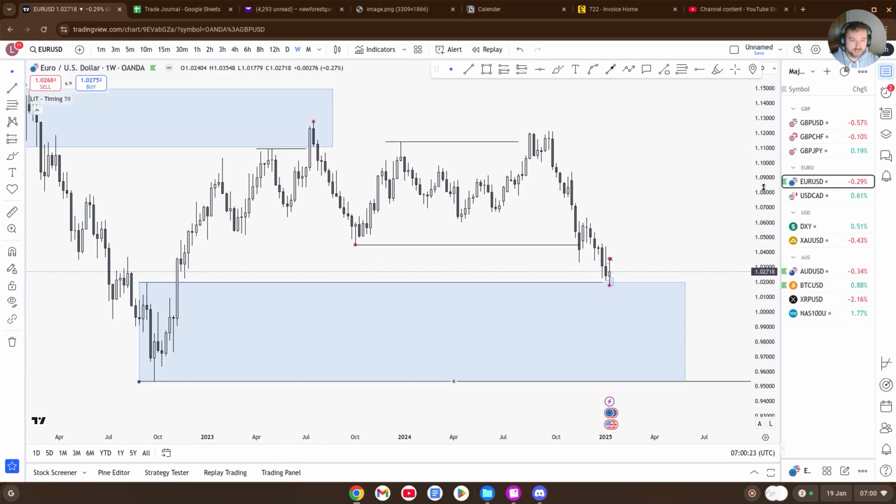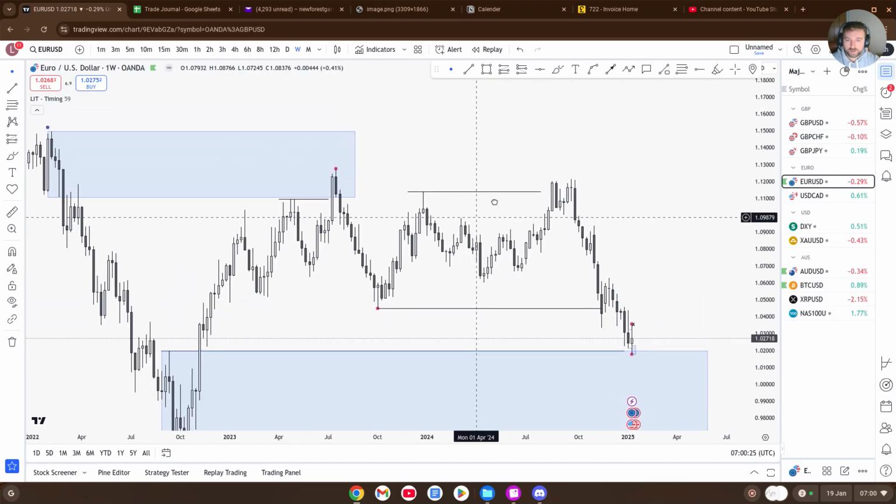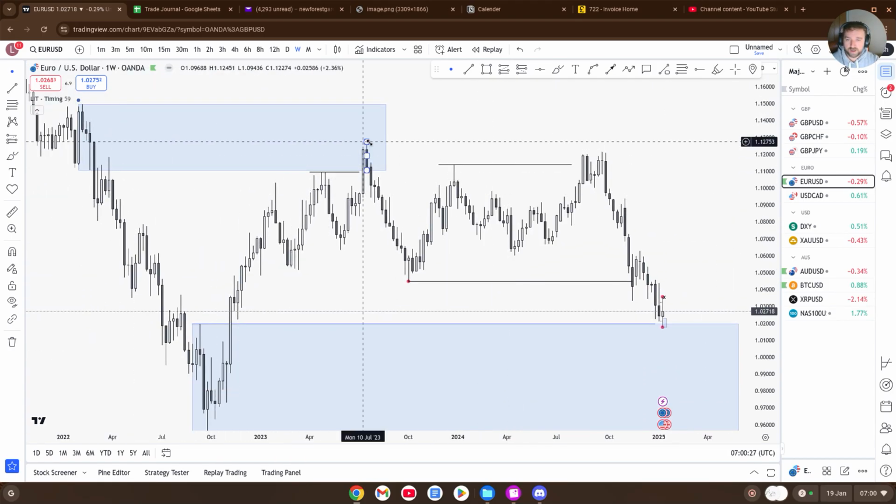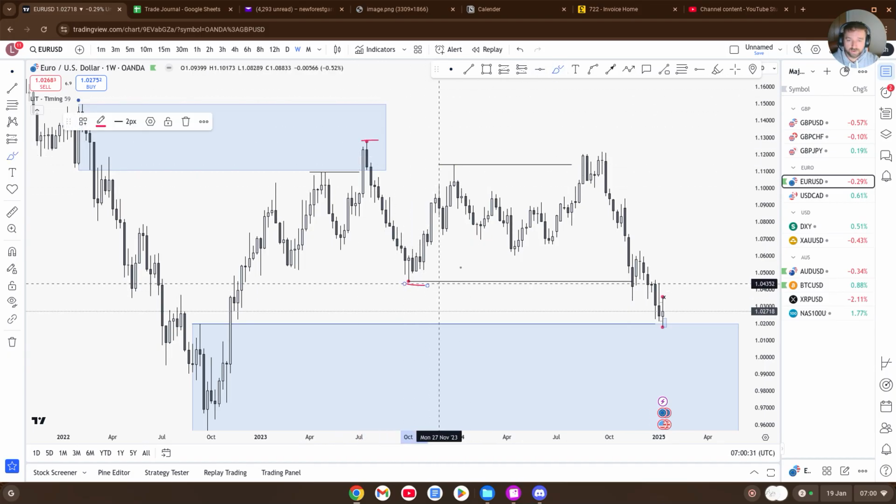Yeah, stay on the weekly. So price came into this higher time frame block. We created this range from this high to this low. We came in to mitigate this block right here.